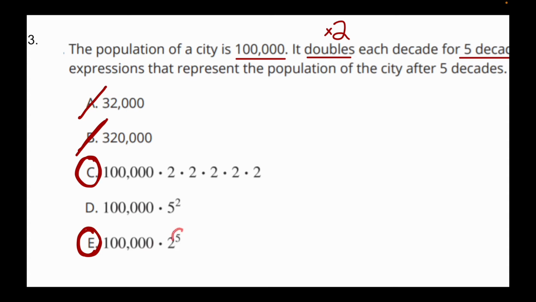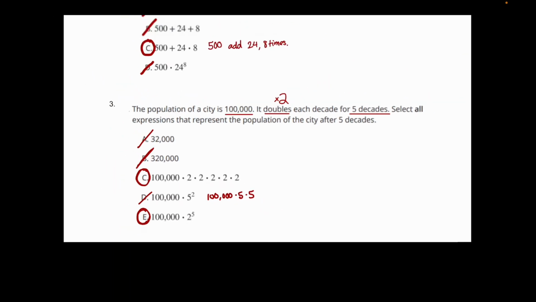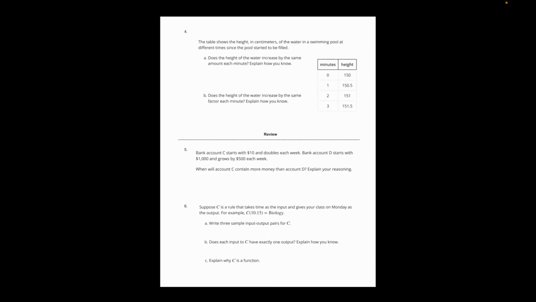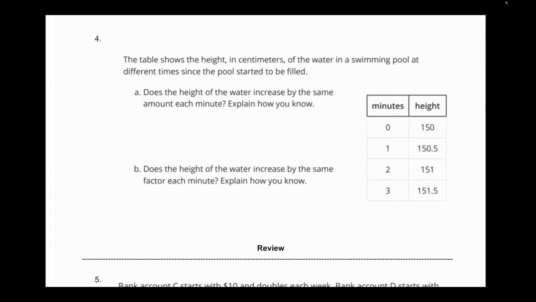But the 5 tells me how many times to actually multiply this 2 with itself. So D would actually mean 100,000, and then we would multiply it by 5 and then multiply it by 5. And so that's not the case for that. Okay, so let's move on to the back. These are the last 3 questions here, so this is the last page. So let's work through them.